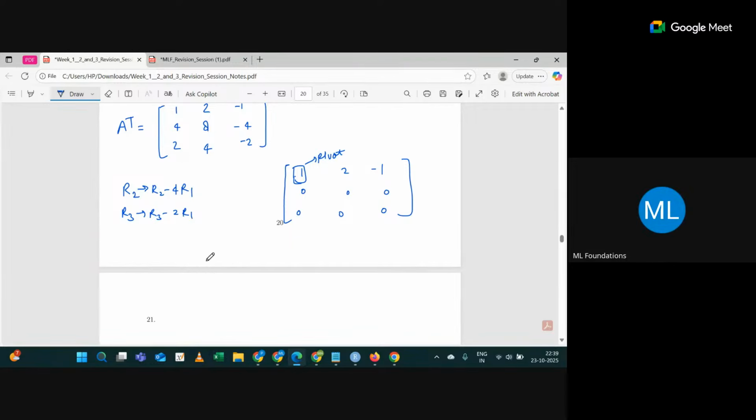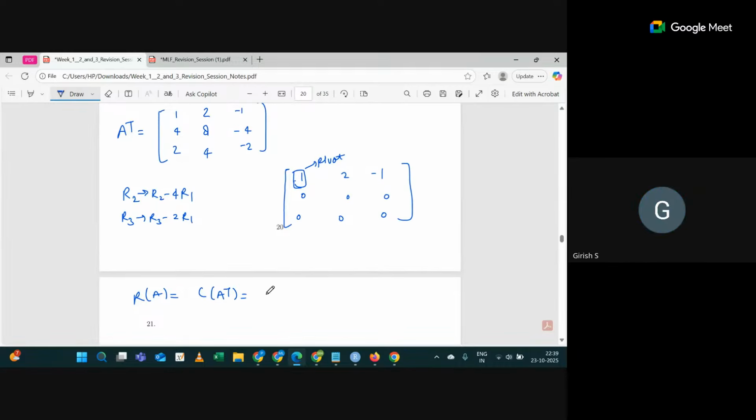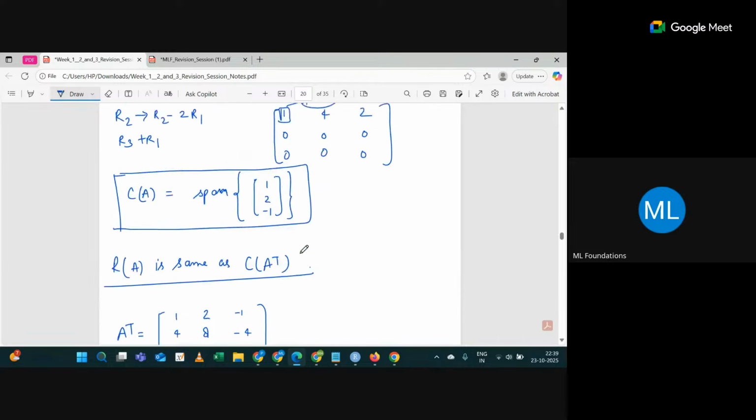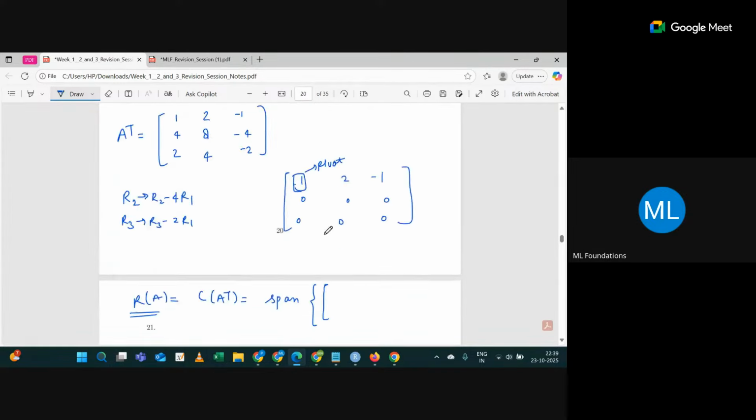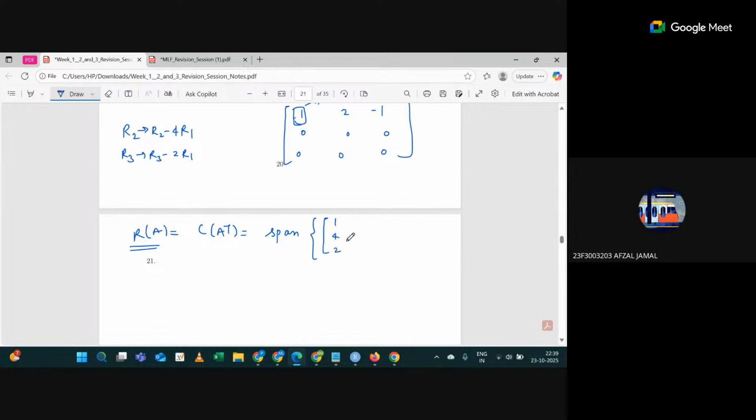Now tell me, what will this row space be, which is the same as the column space of A transpose? It is the span of (1, 4, 2). See, we are dealing with the row space of A. Can I directly say it's the first row, which is (1, 4, 2)? Yes. Very good.